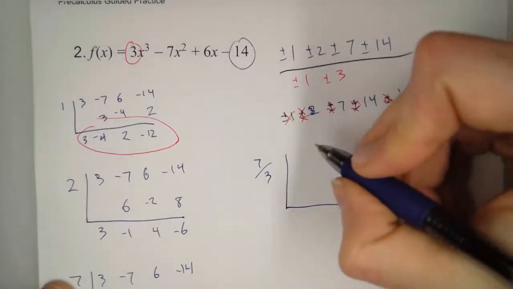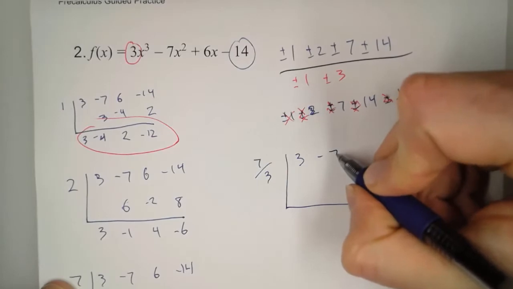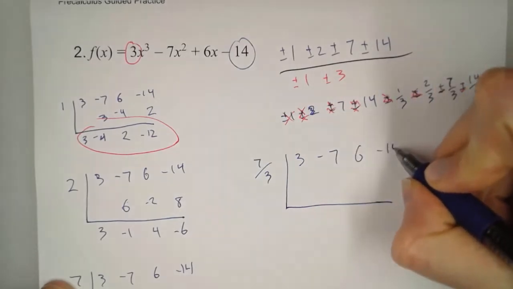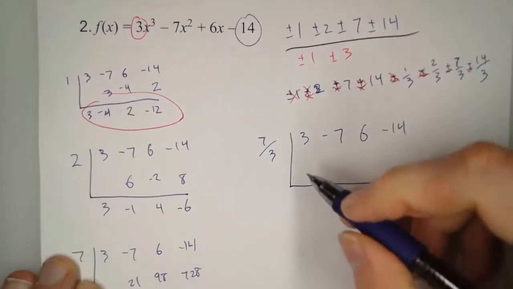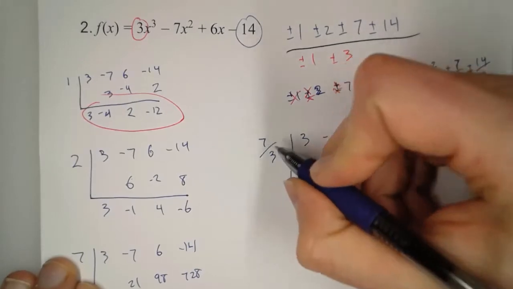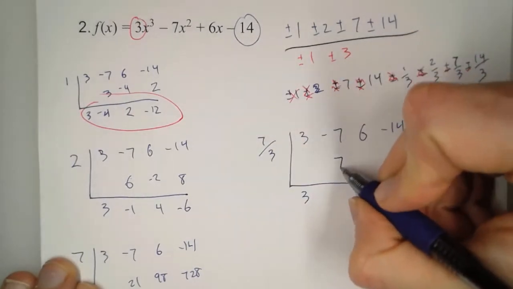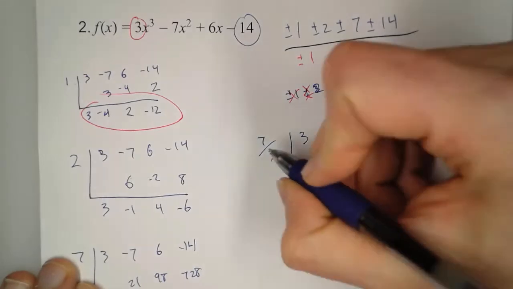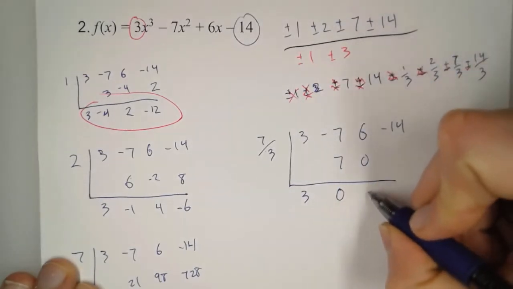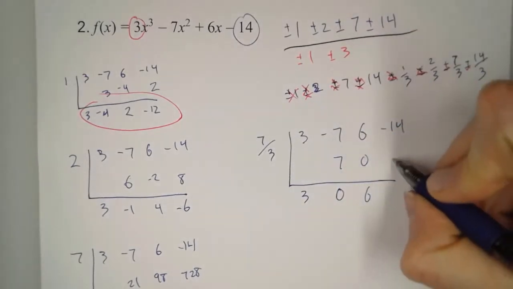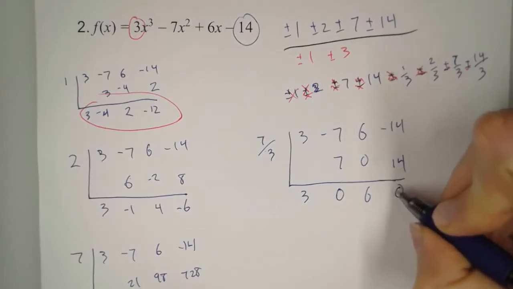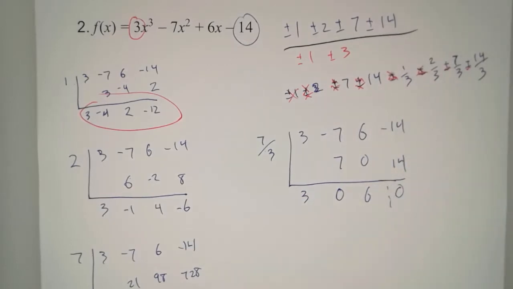So 7/3, let's try that. 3, -7, 6, -14. Bring down the 3. Times 7/3 gives us 7. Well, those cancel out. Times 0 is 0, 6, and that is 14, which actually works.